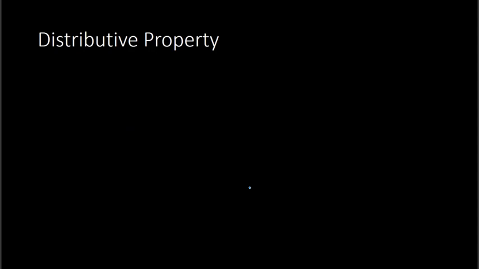So a reminder of the distributive property, if you had, for example, 2 times x plus 4, this property says I can distribute the 2 and multiply it with the x and with the 4. So now I have 2 times x, which is 2x, plus 2 times 4, which would be 8.